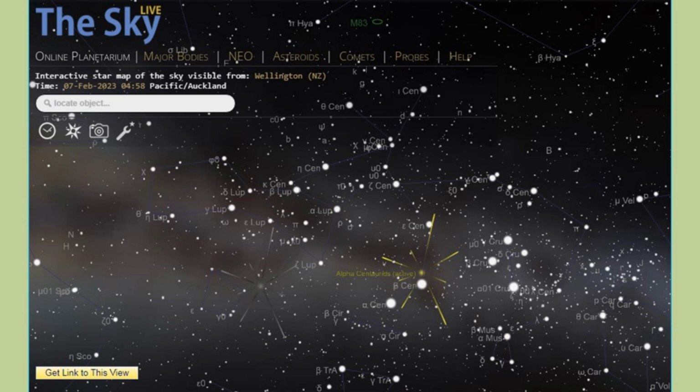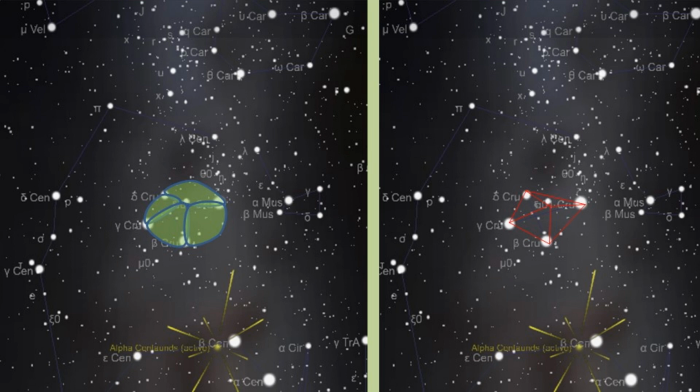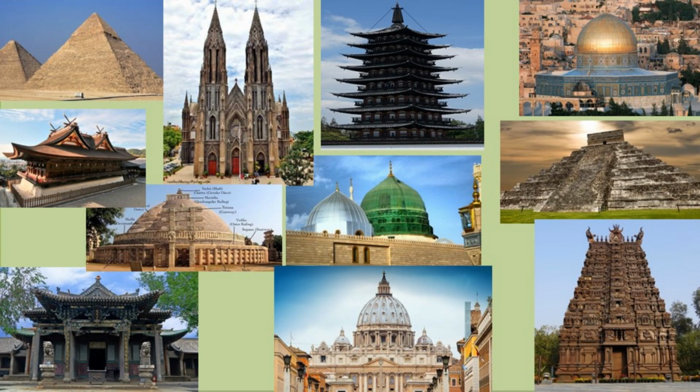Wait a minute. There is a question mark. Why is there a question mark in the sky? What does it represent or indicate? If we slightly rotate the image and join these stars of the constellation Crux, we get an image of a dome or a pyramid. This is the house of God. This is the reason why the tops of religious worship places are built either as a dome or as a pyramid.